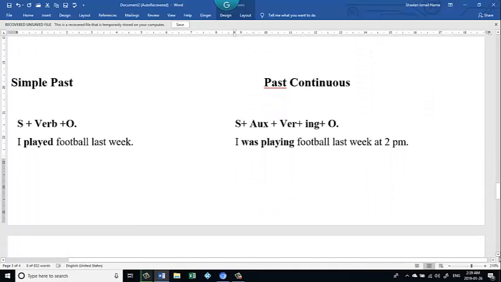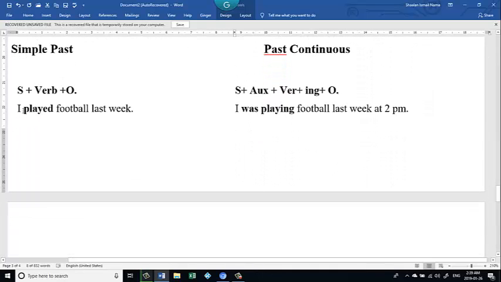How to make past simple and past continuous? For example, I played football last week. Then we say, I was playing football last week at 2 p.m. It means a specific time, at 2 p.m. I was continuing playing football at that time in the past.